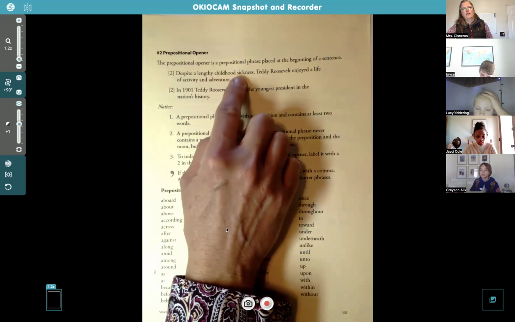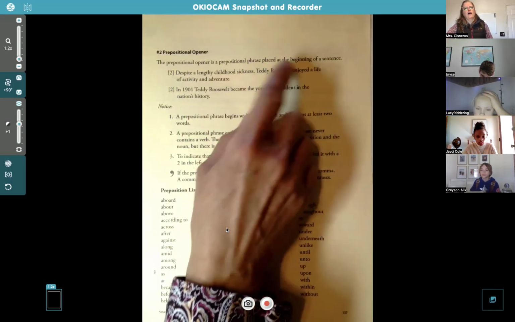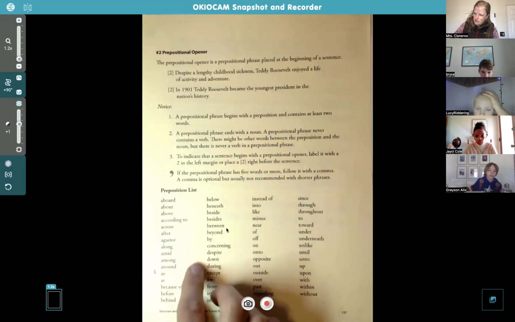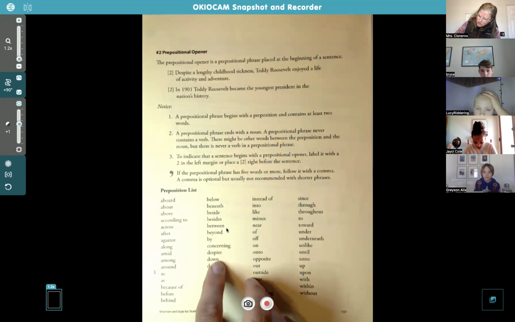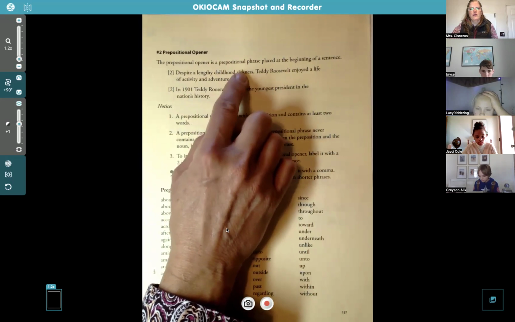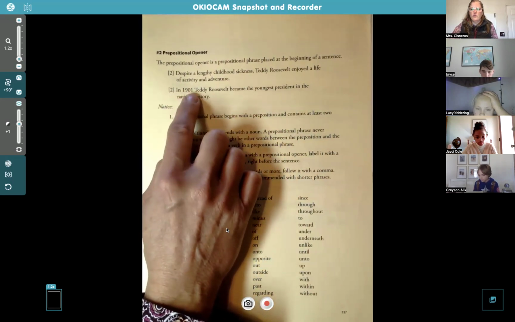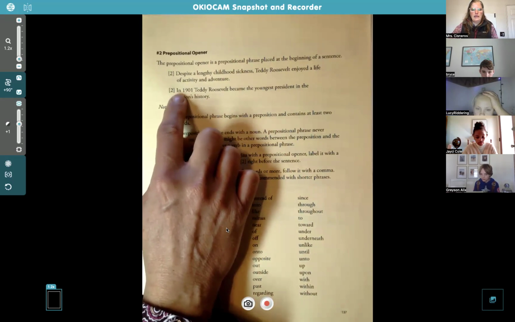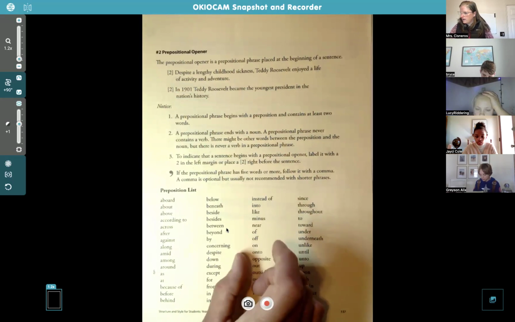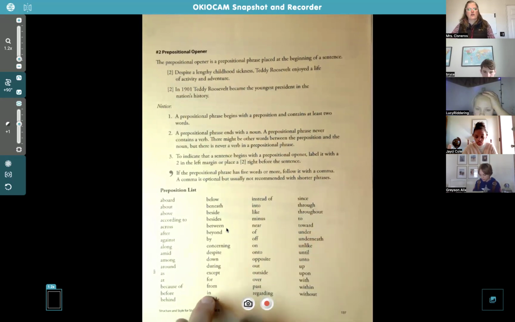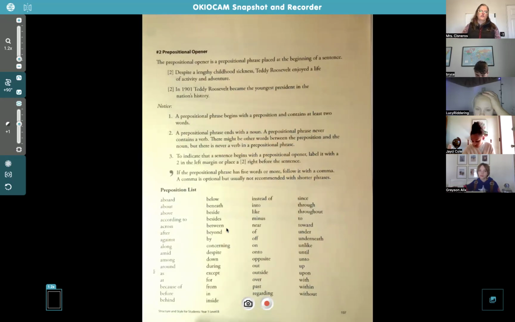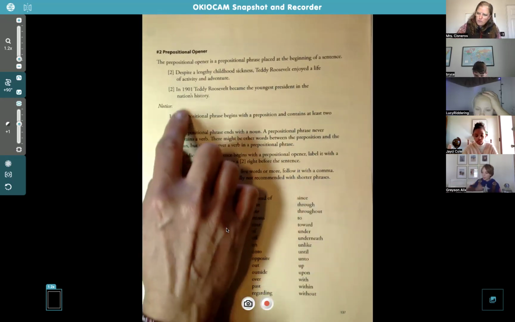Despite a lengthy childhood sickness, Teddy Roosevelt enjoyed a life of activity and adventure. So that word despite is on the list if you look down here on the D's right here. So that's a prepositional opener. This example, in 1901, that is also a prepositional opener because in is under the I's down here somewhere. Right here at the bottom of that second column. Teddy Roosevelt became the youngest president in the nation's history.